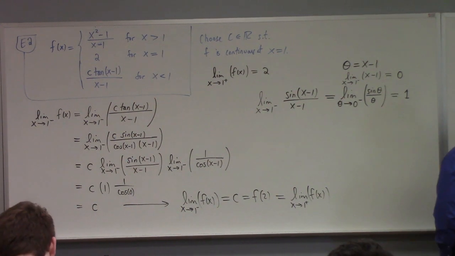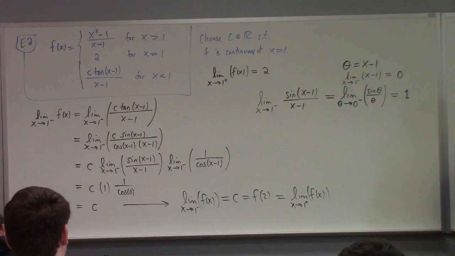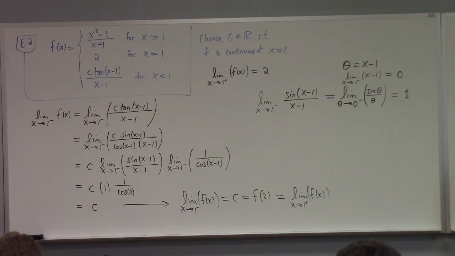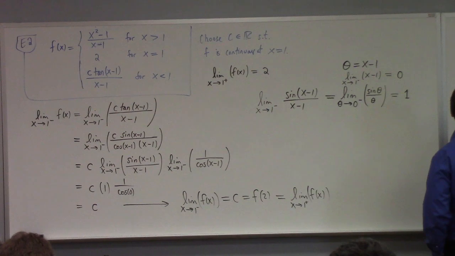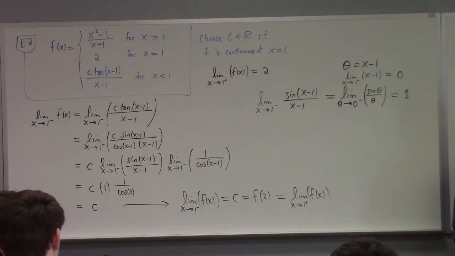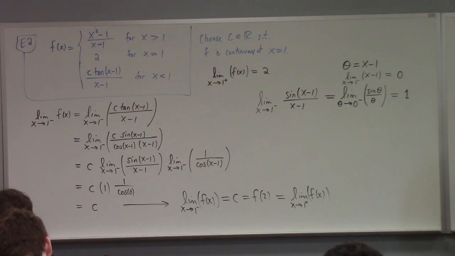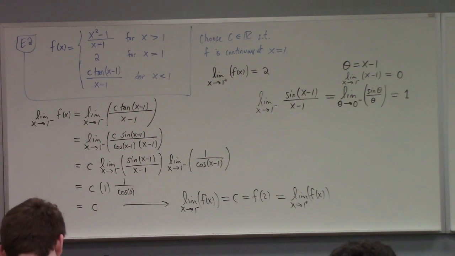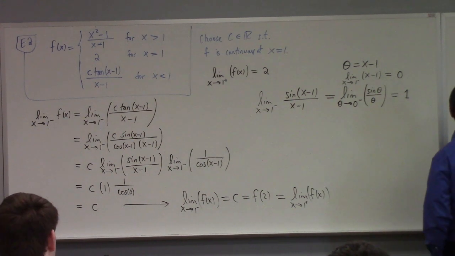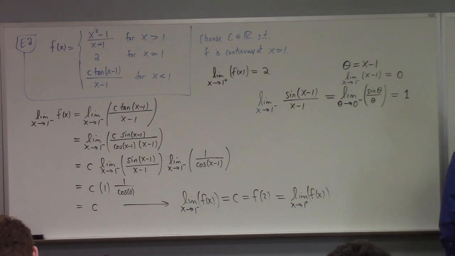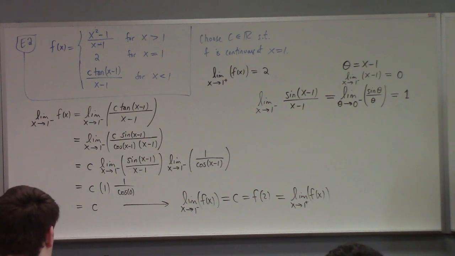It says that if f is a continuous function on a closed interval a to b, and n is a value between f of a and f of b, then there exists c in a to b for which f of c is equal to n.